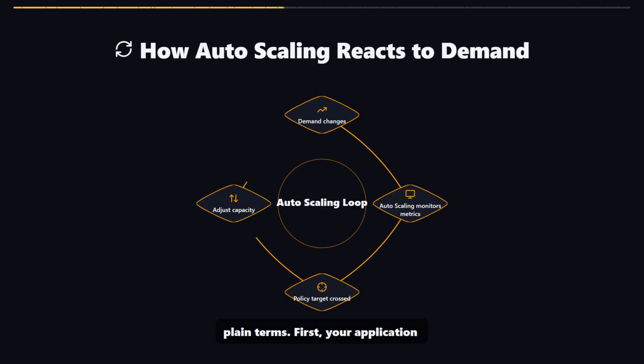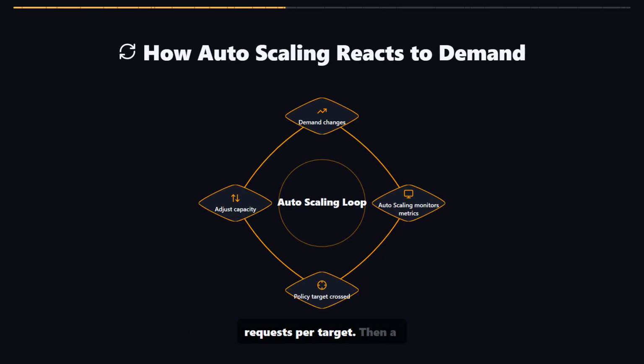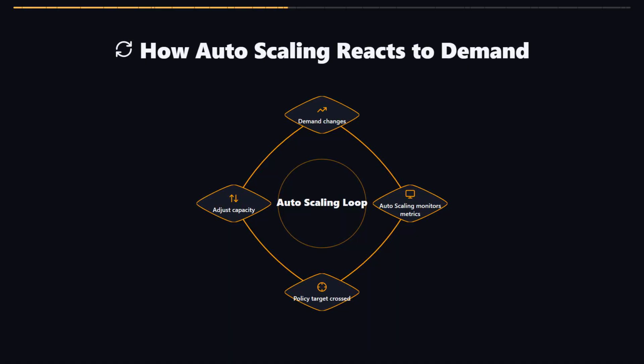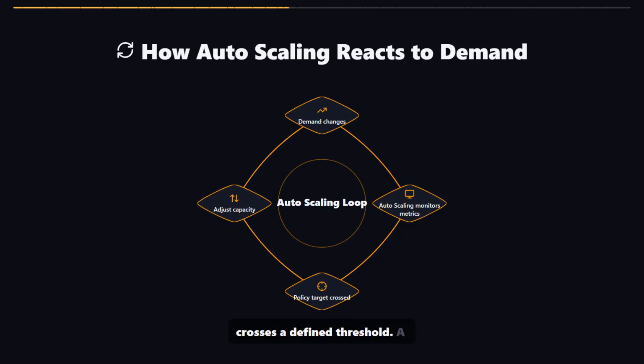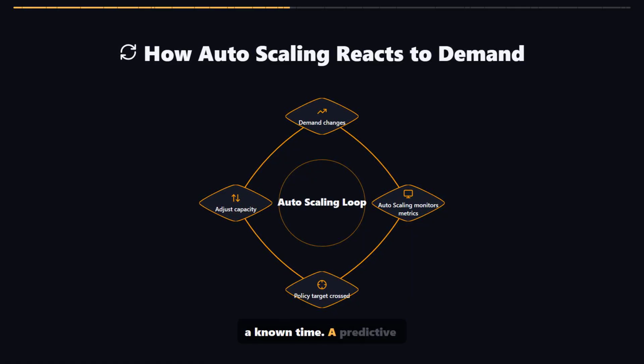First, your application produces metrics in CloudWatch, such as average CPU utilization or requests per target. Then, a scaling policy interprets those metrics. A target tracking policy works to hold a chosen target value. A step scaling policy reacts when a CloudWatch alarm crosses a defined threshold. A scheduled action changes capacity at a known time. A predictive policy forecasts future capacity from historical patterns.